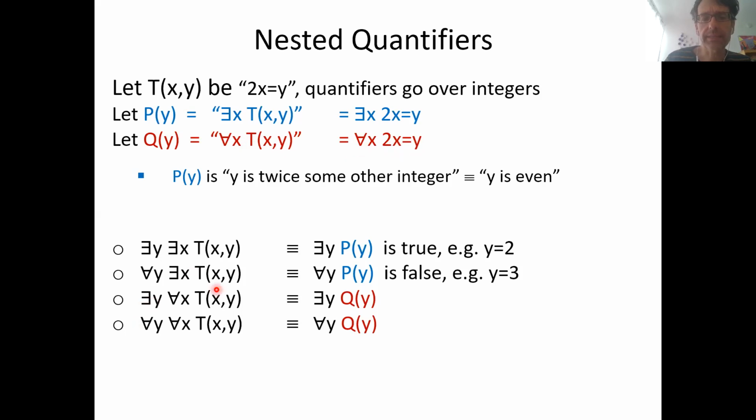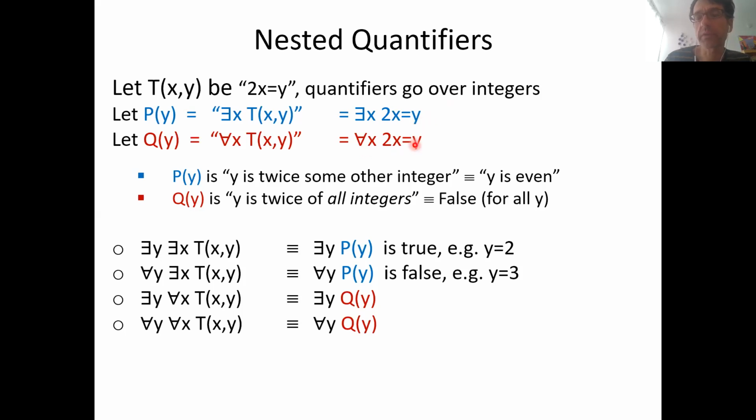And this nested expression can be rewritten this way, and so can this be rewritten that way, right? So let's think about what this says. It says basically some absurd thing, right? Because this predicate says about y that y is a double of everything. Over integers, that's impossible. y can be a double of at most one thing.